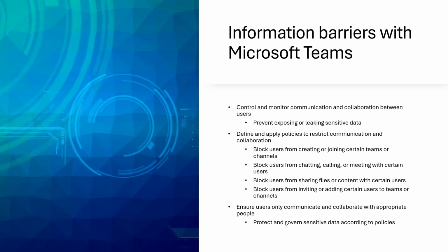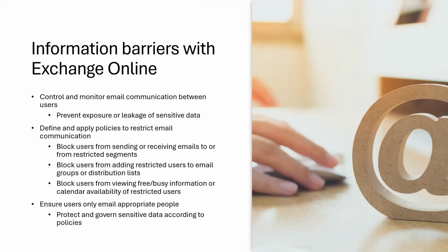course, like national security. So, by using information barriers in Teams, we can ensure that our users only communicate and collaborate with the appropriate people, and that our sensitive data is governed and protected according to the appropriate policies. Within Exchange Online, of course, we can also use information barriers where they are going to be helping us to control and monitor email communication between users in Exchange.